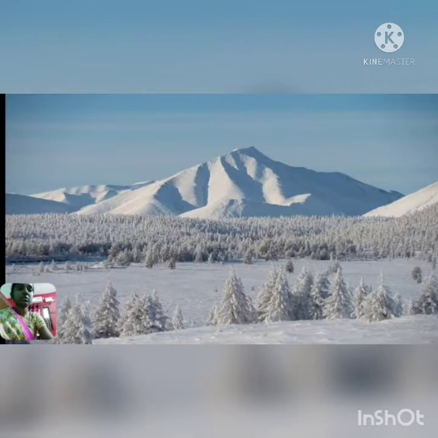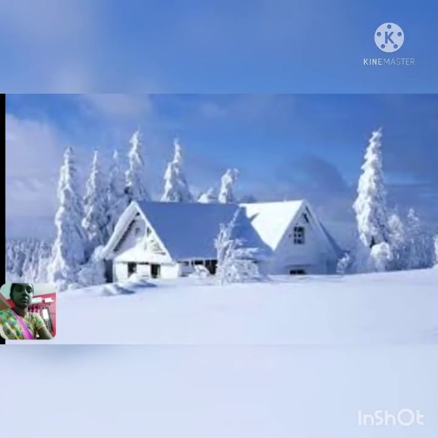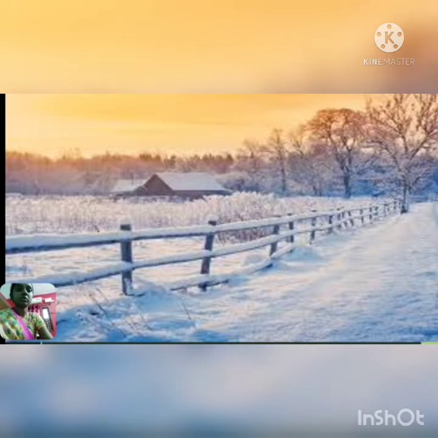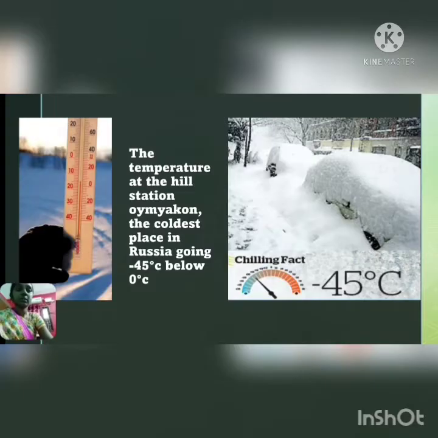This is a picture of a place called Oymyakon in Russia. This place is a very cold place which is always filled with snow and ice. This place has a temperature as low as minus 45 degrees Celsius, that is, 45 degrees below 0 degrees Celsius. The temperature at the hill station Oymyakon, the coldest place in Russia, goes to minus 45 degrees Celsius.